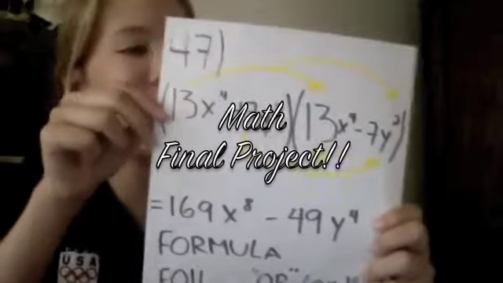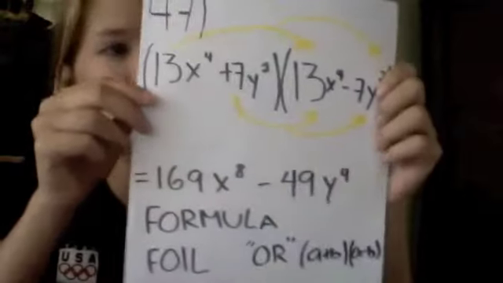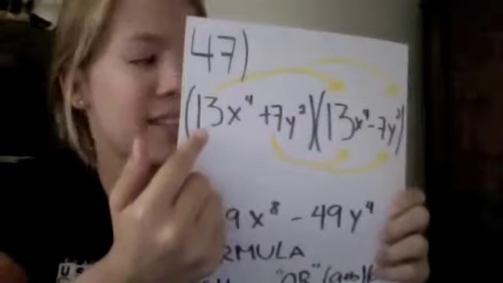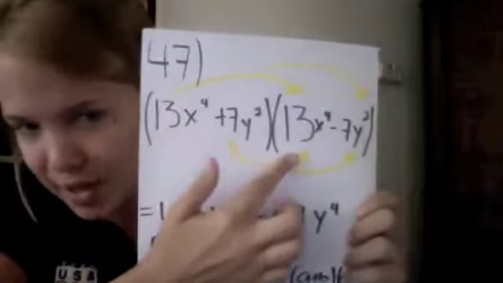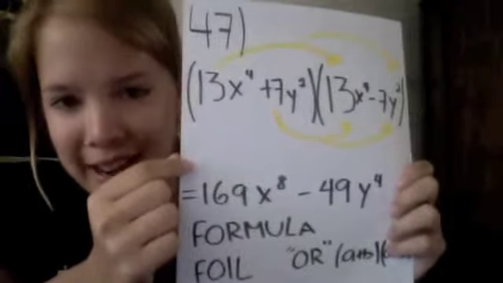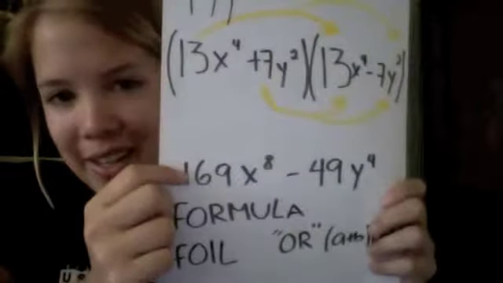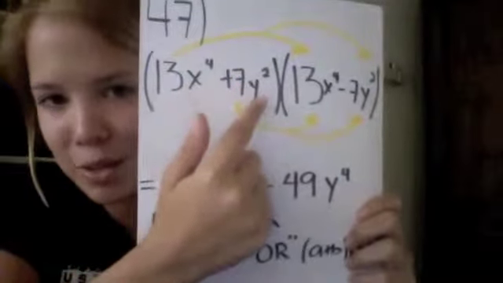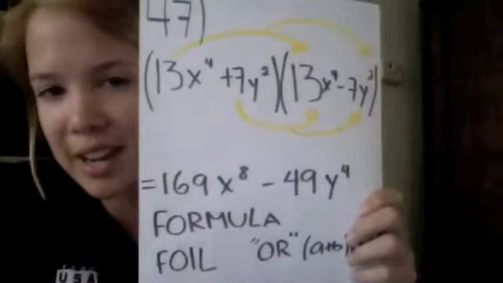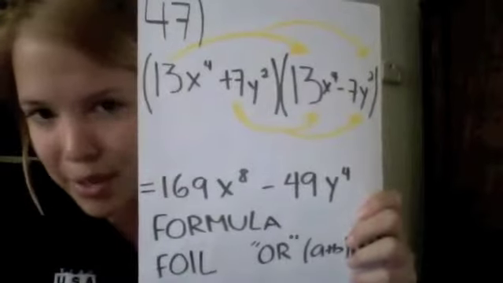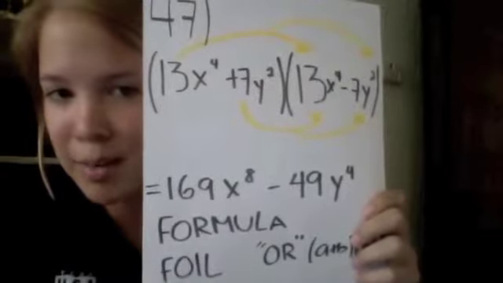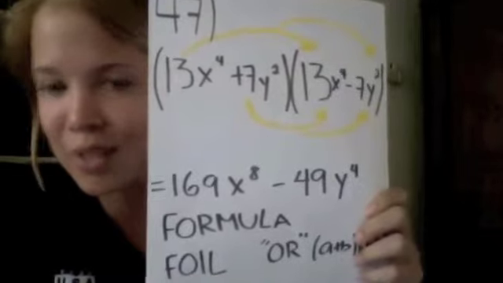In this problem, we're going to use difference of squares because we can use the FOIL method. So you need to multiply 13x to the 4th power times 13x to the 4th power. That is 169x to the 8th power. And then 7y to the 2nd power times negative 7y to the 2nd power. That is 49y to the 4th power. So the answer is 169x to the 8th power minus 49y to the 4th power.